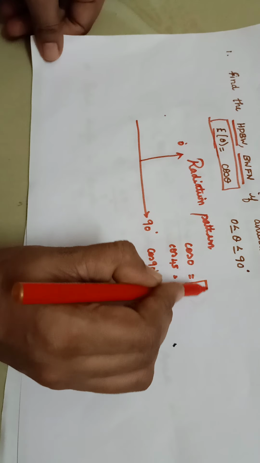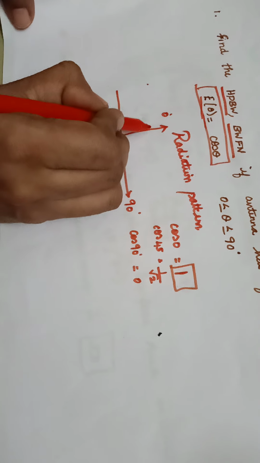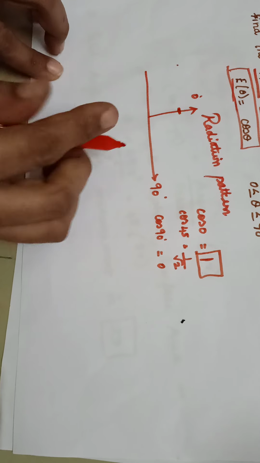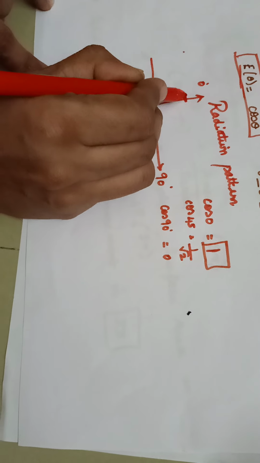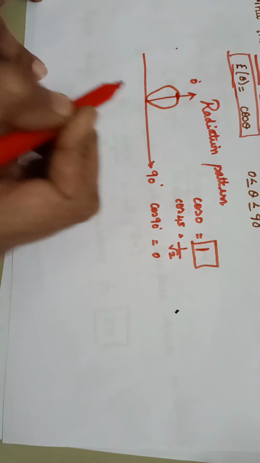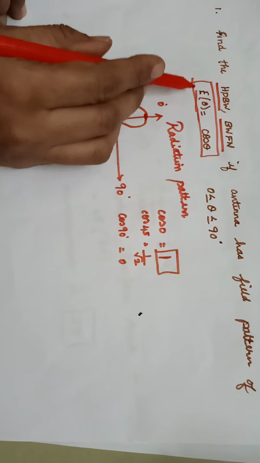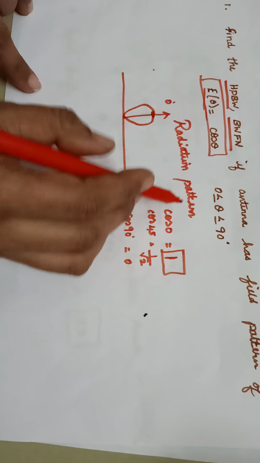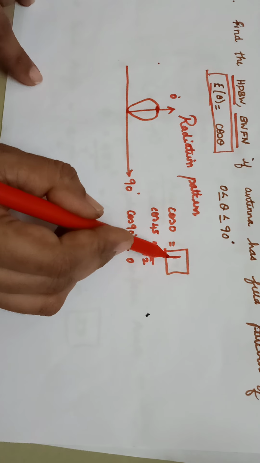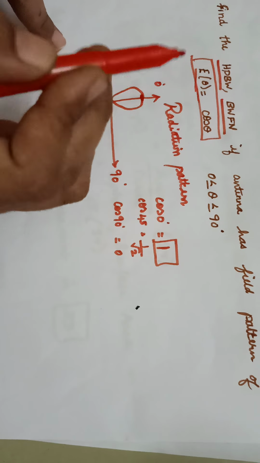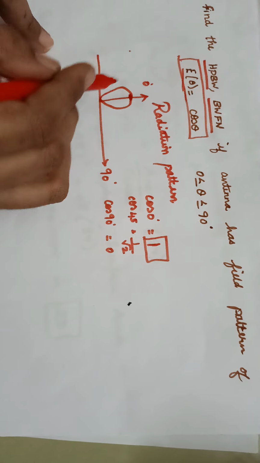So where is the maximum value? When it is 0. So here we have to mark the major lobe. I am drawing the diagram. It will be like this. Okay, so I have drawn the major lobe. Now, for E of theta equal to cos theta, the maximum value is 1, at which degree? At 0 degrees. So at 0 degrees it is 1. Right, so I have drawn the major lobe diagram.